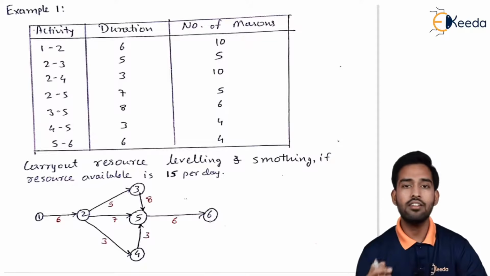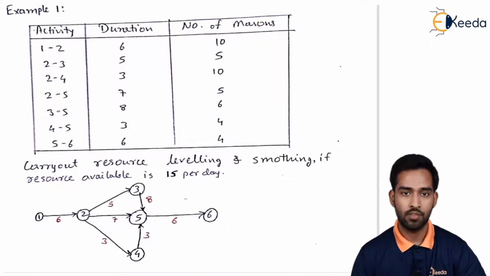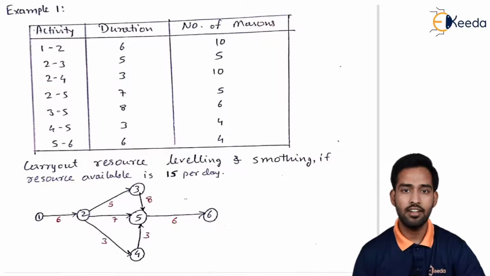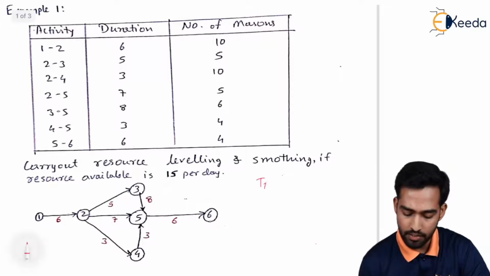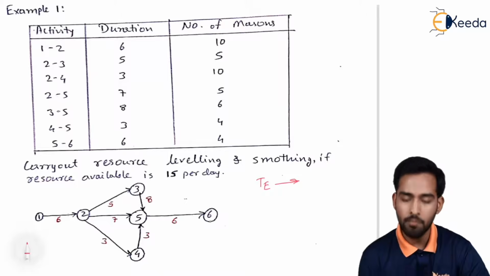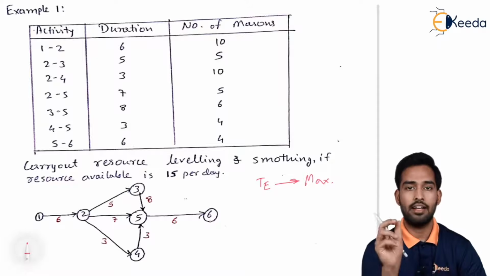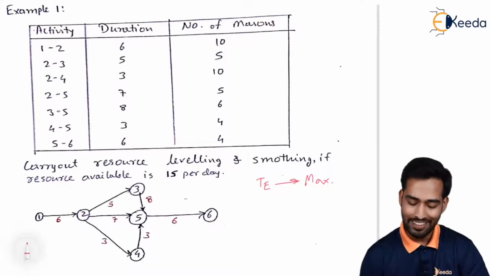Now, what is the first step? The first step is we have to find out the project duration and then we have to find out the critical path. To find out the project duration, we have to find out TE of each activity and we have to use forward pass for it. So whenever we are finding out TE, keep in mind you have to go from left to right, that is in forward pass, and we have to keep the maximum value at that particular node. So let us find out TE.